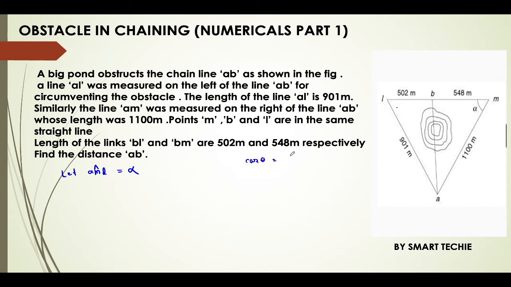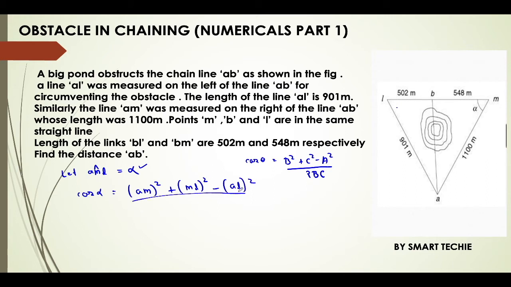Cos theta is equal to b square plus c square minus a square upon 2bc. So here we know cos alpha, and we can find the value of alpha. So cos alpha is nothing but AM the whole square plus ML the whole square minus AL the whole square upon 2 into AM into ML.